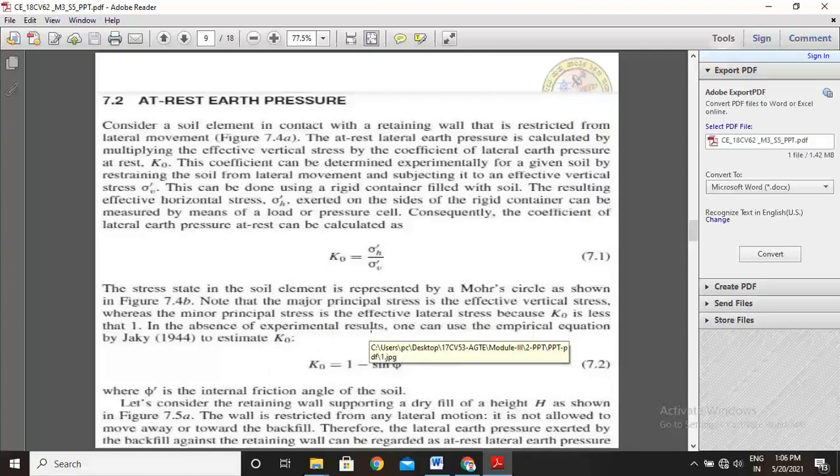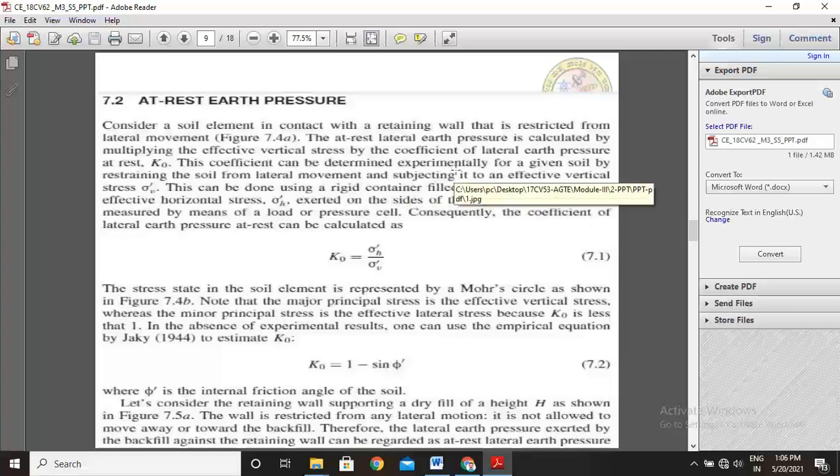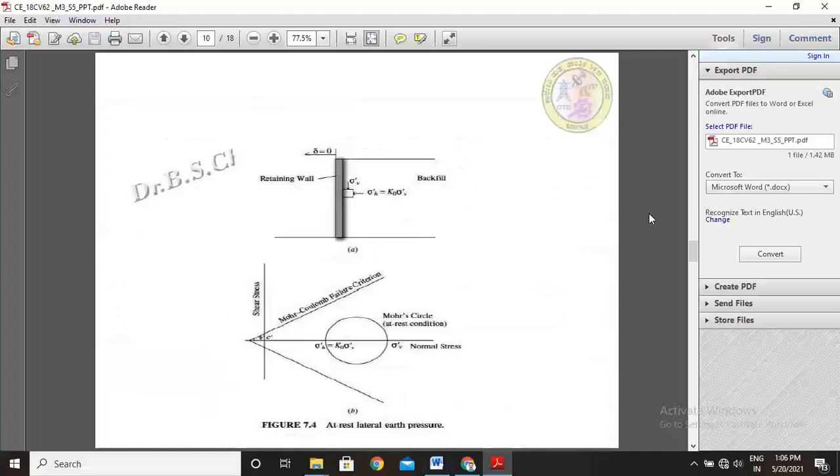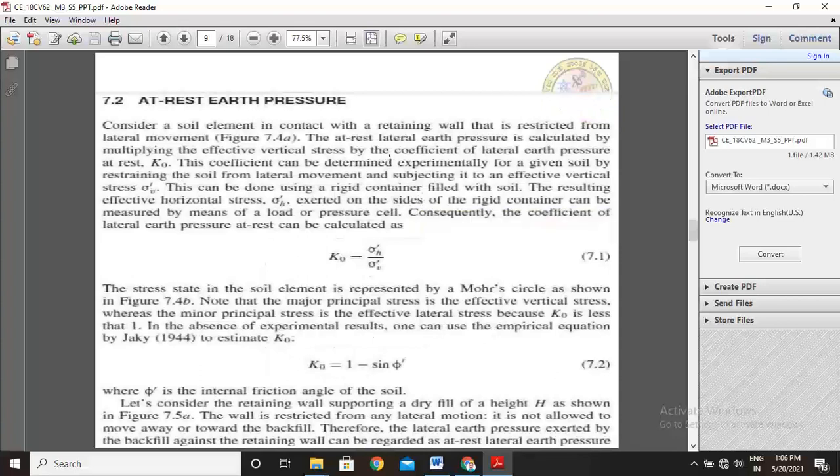So from that figure 4, consider a soil element in contact with a retaining wall that is restricted from lateral movement, as shown in figure 4a. See, this is the soil element under consideration. Sigma v dash, and sigma h dash equals K naught times sigma v dash. The at-rest lateral earth pressure is calculated by multiplying the effective vertical stress by the coefficient of lateral earth pressure at rest, that is K naught.